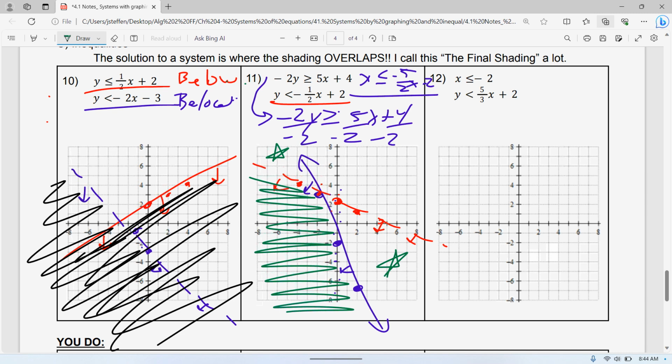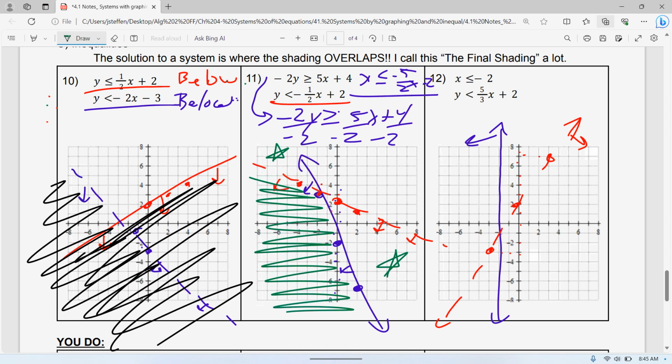Number 12. We start off with a vertical line. Now, again, there's really not an above or below, but if you want to think of it as left and right, you can, just like we did before. If x is less than, we shade to the left. If x is greater than, we shade to the right. And my last one, my y-intercept is 2. I go up 1, 2, 3, 4, 5 over 3, 1, 2, 3, 4, 5 over 3. This one's a dotted line, and this one you also shade below. I didn't mean for it to be like this, but apparently all these you shaded below, but that's okay.